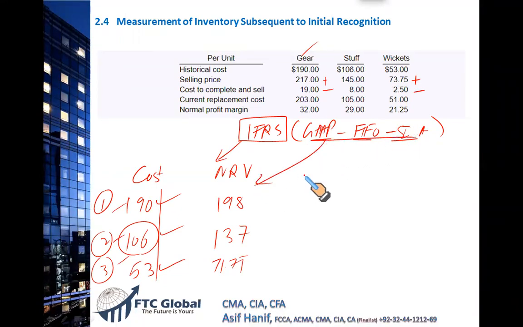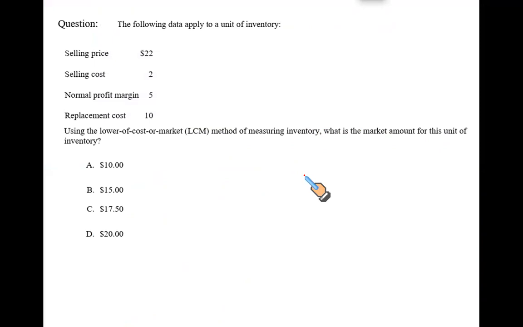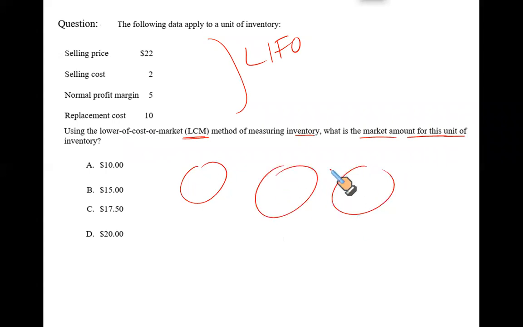Right, gentlemen, I hope that cleared the idea. Now we have a question here. Using the lower of cost or market LCM rule, which definitely means, gentlemen, this is the US based LIFO based inventory. So under the lower of cost or market method of measuring inventory, what is the market amount of this unit? Market amount, designated market price. So you need three circles in any order. The first is going to be NRV, then NRV minus normal profit margin, and the last one is going to be the replacement cost. In any order, doesn't matter. I need the mid number.